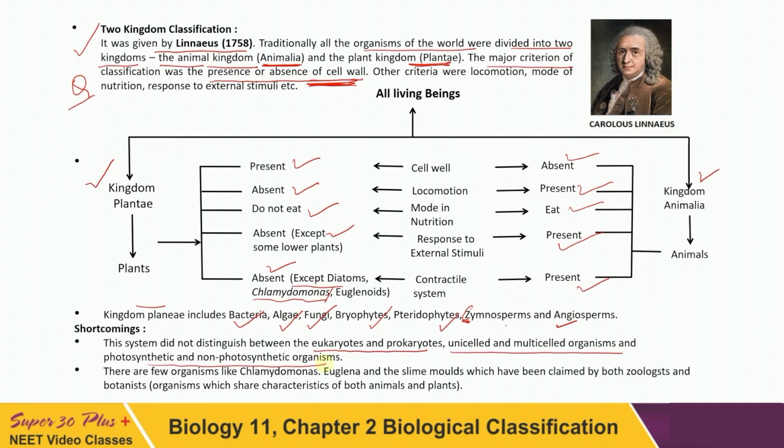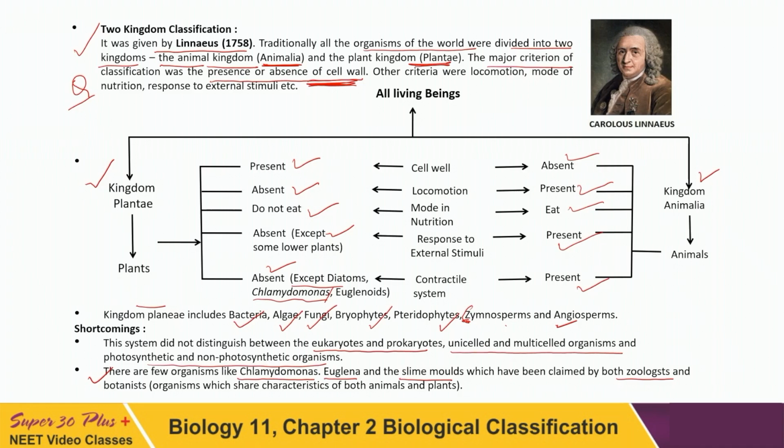Do you think it is a classification? No. Prokaryotes don't have a defined nucleus. They should not be kept with eukaryotes. Similarly, a few organisms like Chlamydomonas, Euglena and slime mold have been claimed by zoologists as well as by botanists. They have some characters similar to animals and some similar to plants. So such organisms could be kept in kingdom Plantae or in kingdom Animalia. So these are some shortcomings of Linnaeus classification.